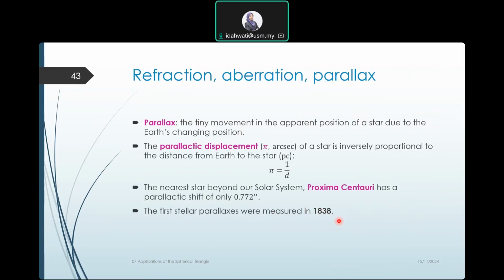So that's all about the application of the spherical triangle, with the additional three terms called refraction, aberration, and parallax. I think I will stop here for the first recording.